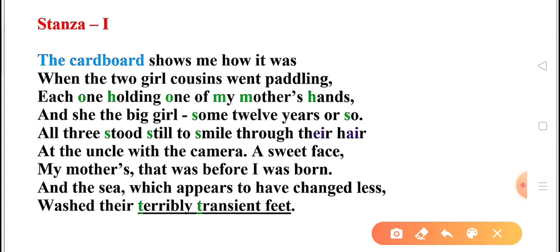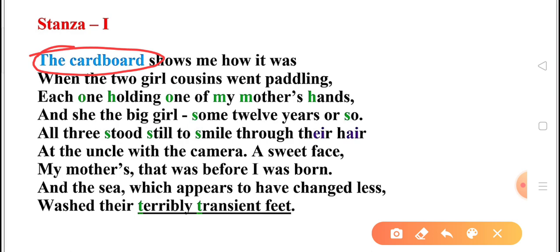In stanza number 1, we'll see the cardboard. The cardboard is an example of allusion. Why? Cardboard over here refers to the photograph of the poet's mother when she was in childhood, and she used to go to the sea beach along with her two cousins and with her uncle. So that photograph has been mentioned as cardboard. And cardboard is very hard, it's very protective in nature. So this gives a meaning like the childhood memories were cherished in the heart beautifully.